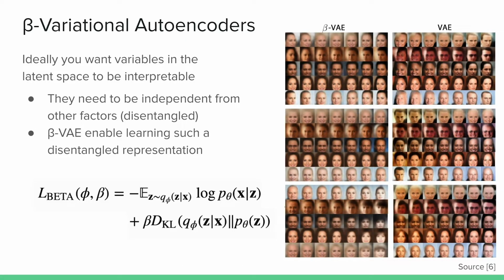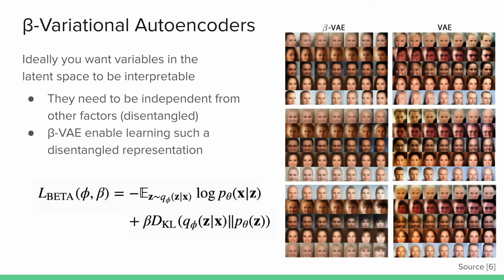There is a really nice spin on these variational autoencoders, so-called beta-variational autoencoders. And the idea behind these autoencoders is that you want variables in the latent space to be interpretable. We want them to reflect one single property of our input space.